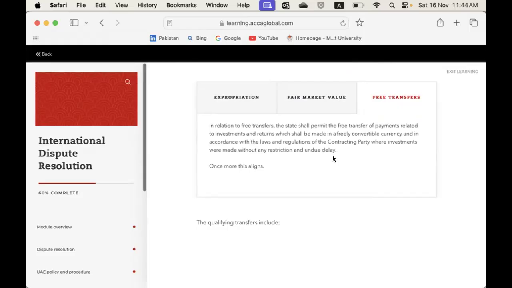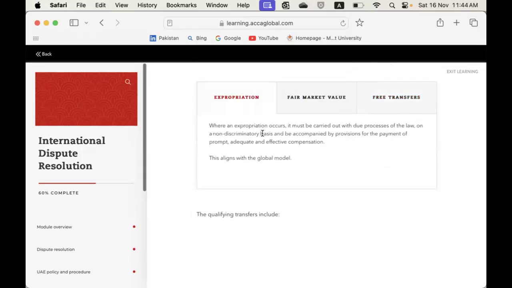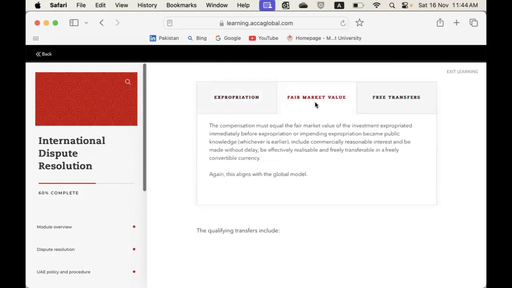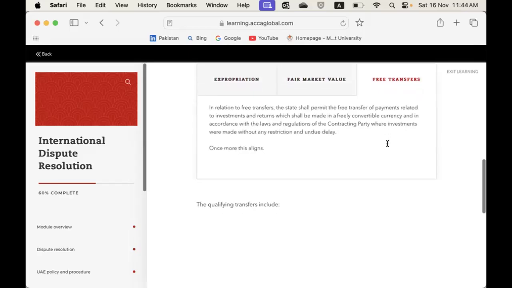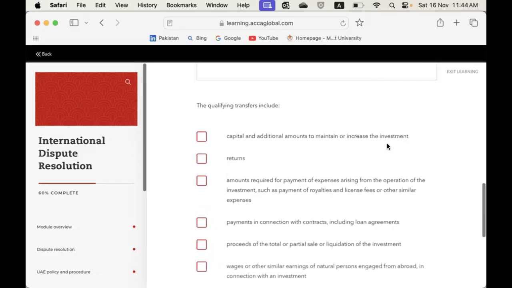So we've discussed this time and again. So basically these are the three major considerations. Expropriation, the purpose should be there. Proper. It should be on a non-discriminatory basis. This was expropriation. Fair market value. The compensation value should be that which was predominant or prevailing before this expropriation became common knowledge. And then it should be freely transferable. Even the currency has been addressed, that it should be usable and convertible.